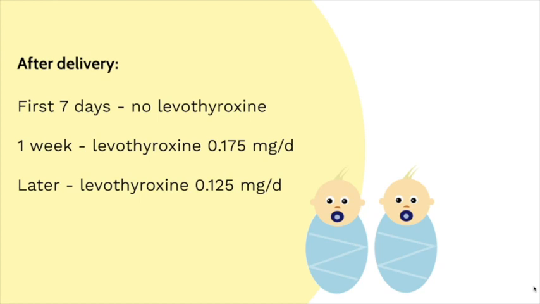After the delivery, the mother did not receive any levothyroxine for the first week. After the first week, she continued with her therapy and received levothyroxine in a dosage of 0.175 milligrams per day. Her thyroid-stimulating hormone level was continuously monitored and checked, and eventually the dosage of levothyroxine was reduced to 0.125 milligrams per day, which caused the level of thyroid-stimulating hormone to stabilize.